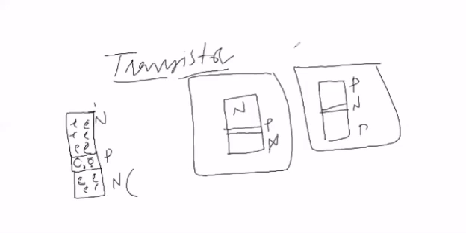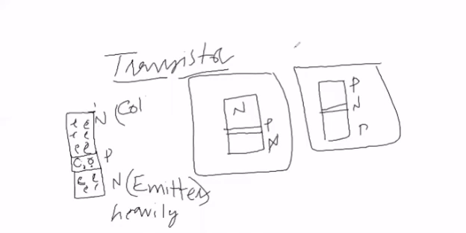One, this which is heavily doped is known as the emitter, which is heavily doped. Heavily doped means it has a large number of negatively charged carriers. This other one is also N doped, but it has fewer negative charge carriers as compared to the emitter. This is known as the collector. So the collector is moderately doped.